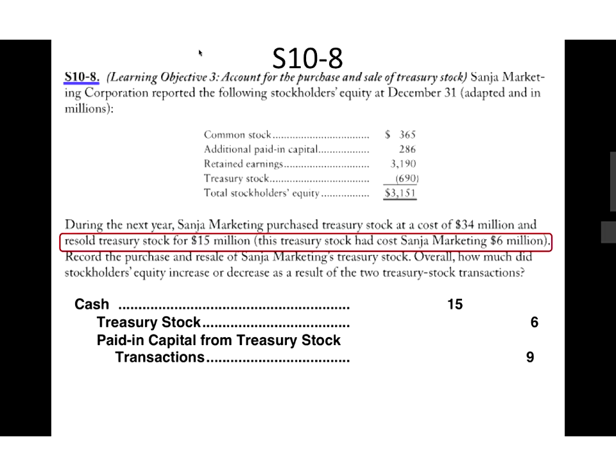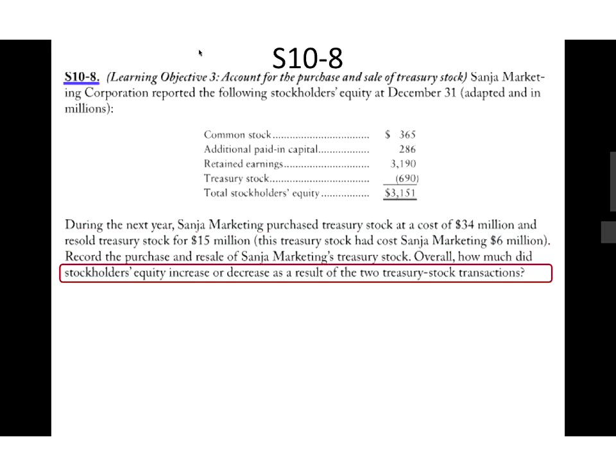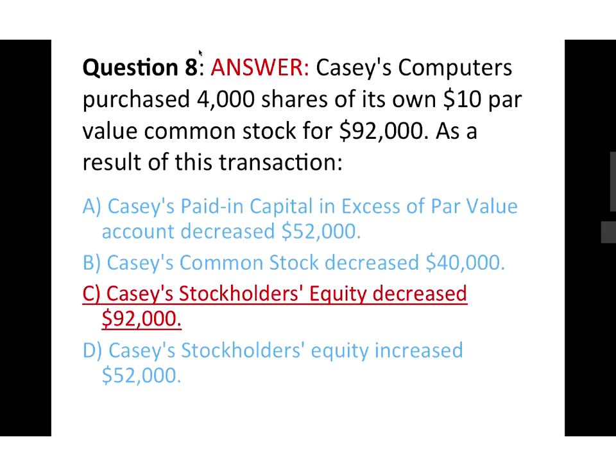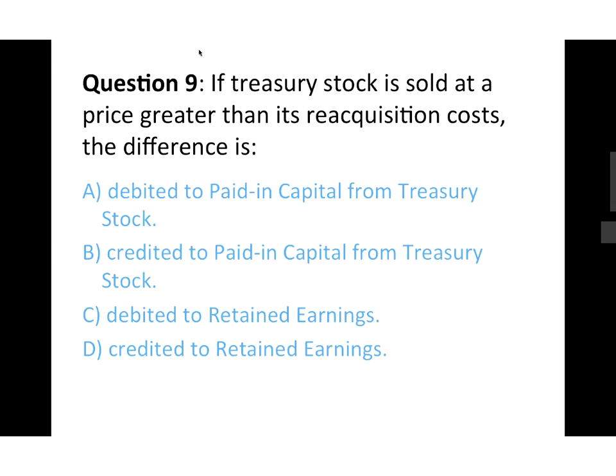Okay, and notice that we're crediting it because when we're selling treasury stock, stockholders' equity is increasing. We're going to be crediting treasury stock. We're going to be crediting this paid-in capital from treasury stock transactions. So just keep that in mind when we sell it. We credit treasury stock for the cost, and that difference goes into the paid-in capital. Okay, so then that'll get us to our next question.